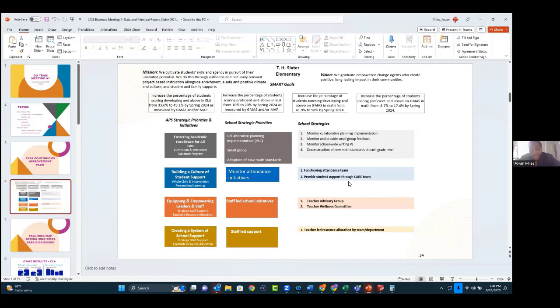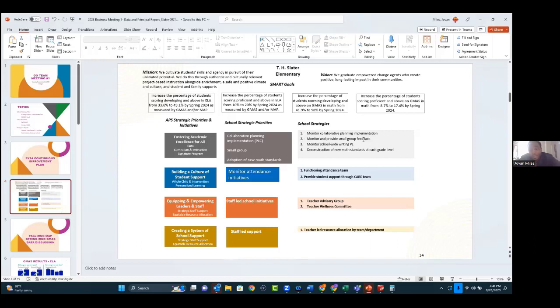So the school strategies that we're using to move the needle on that is the functioning attendance team, and that is facilitated by Dr. Danzler twice a month, as well as individualized student support through the care team. That is also facilitated by Dr. Danzler twice a month. I neglected to mention the school strategies for the fostering of academic excellence for all.